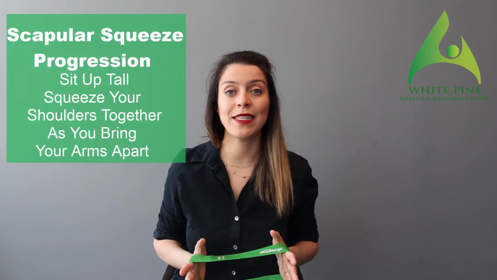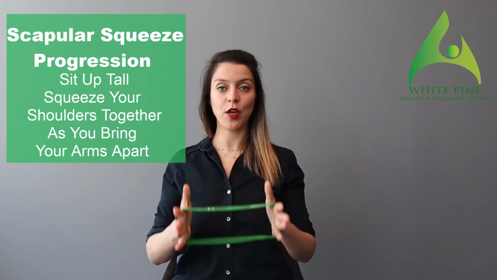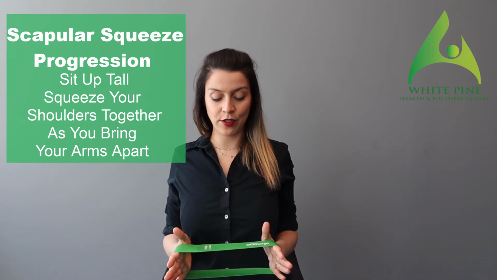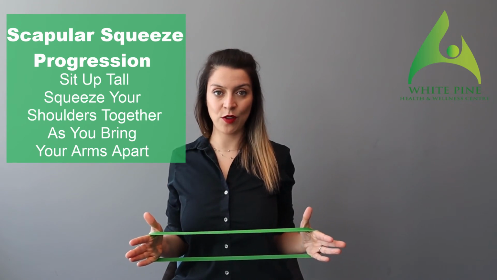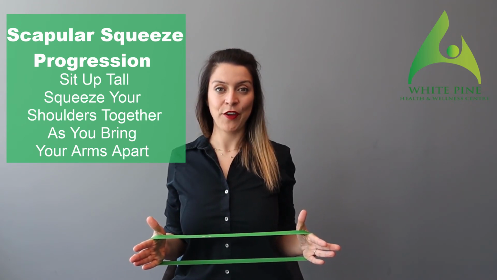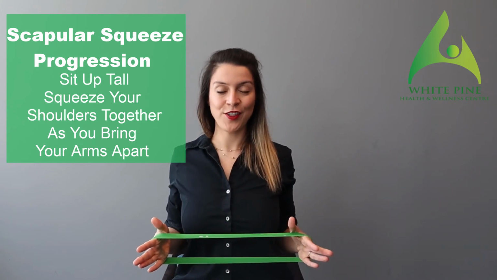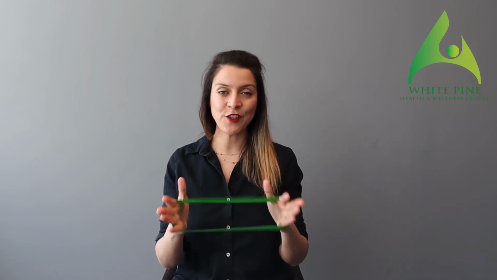What I want you to do is you are going to find a comfortable position, sit up tall, have your hands by your side, and start your scapular squeeze. Then open up your hands, hold it for 1, 2, 3, 4, 5, relax. Again, squeeze, open up, 1, 2, 3, 4, 5, relax. And you're going to do this exercise 3 sets of 10 reps, holding each position for 5 seconds.